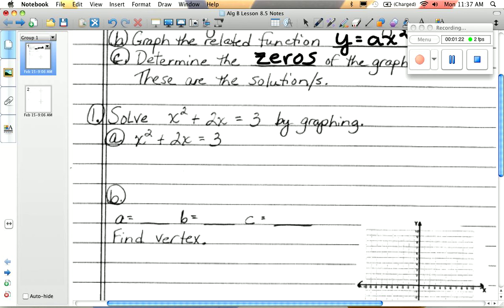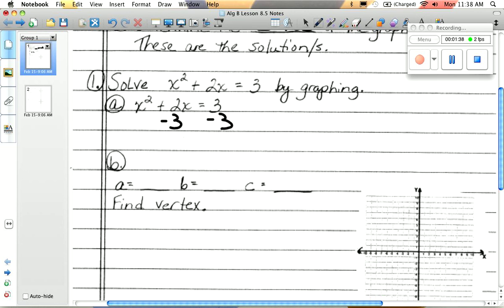Add 3 to both sides? Would that move that 3? No. What do we need to do with the 3 over here to get 0? We're going to subtract 3 from both sides. Okay, so our equation now is going to read x squared plus 2x take away 3 is equal to 0.